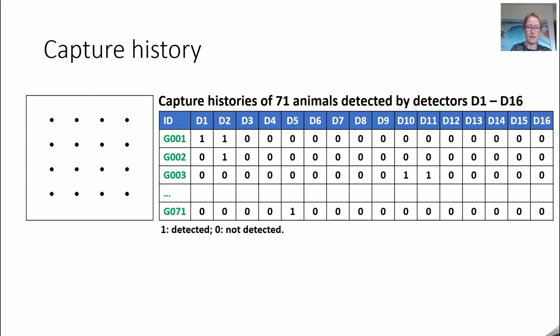But actually, I should correct this, because in a real survey, we most likely don't know where the animals are. So all we would observe and need to know actually looks like this. We would only know that detectors 1 and 2 detected G1 and none of the other detectors. Only detector 2 detected G2, and only detectors 10 and 11 detected G3, and only detector 5 detected G71.